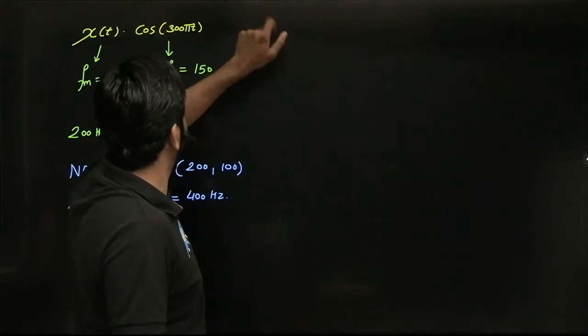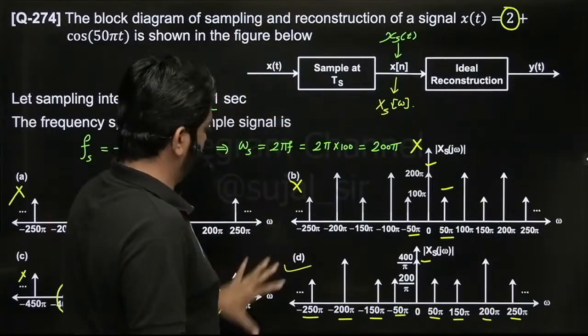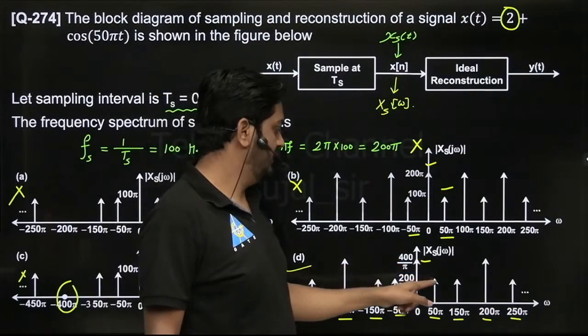Fine. So this is question number 274. Here it should be 400 pi and this should be 100.